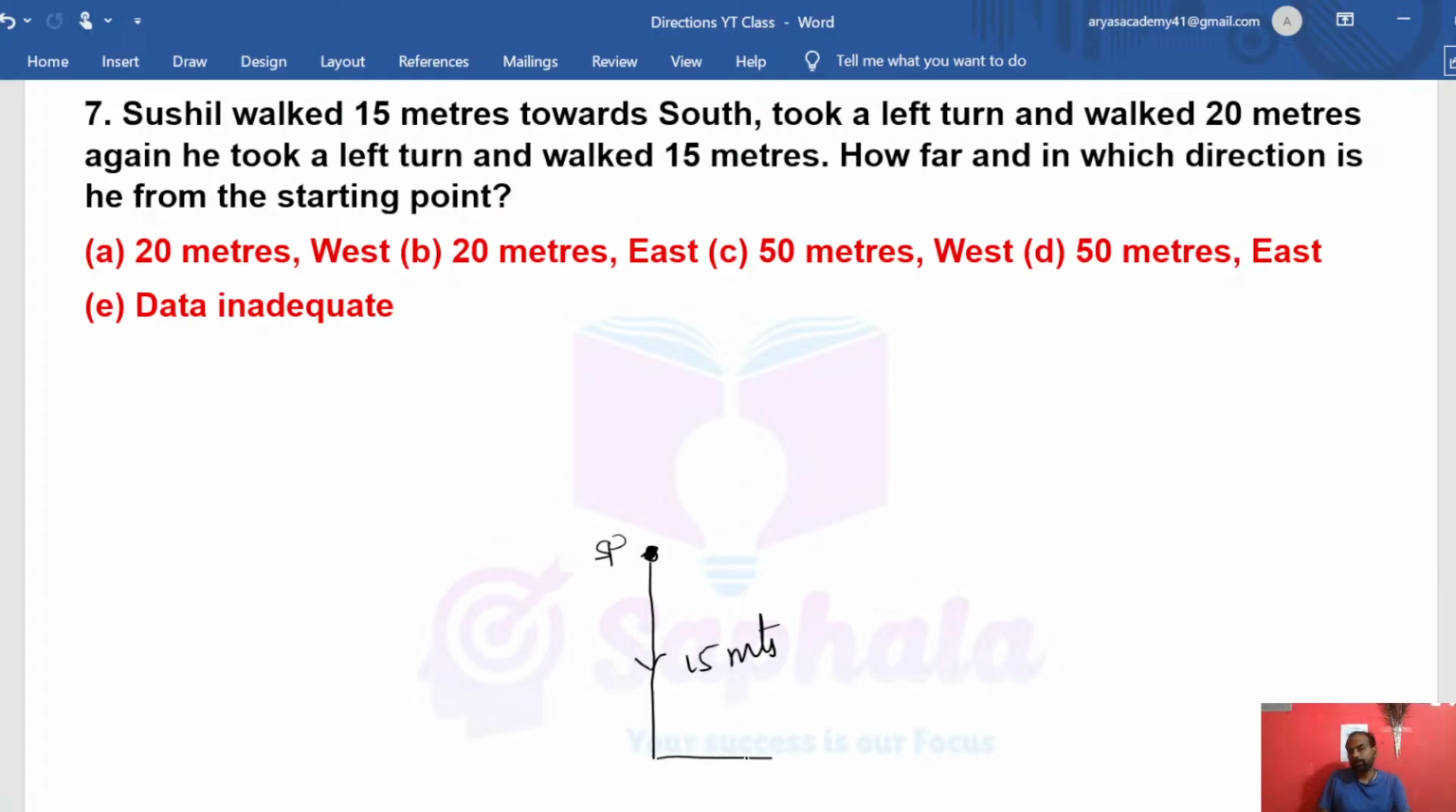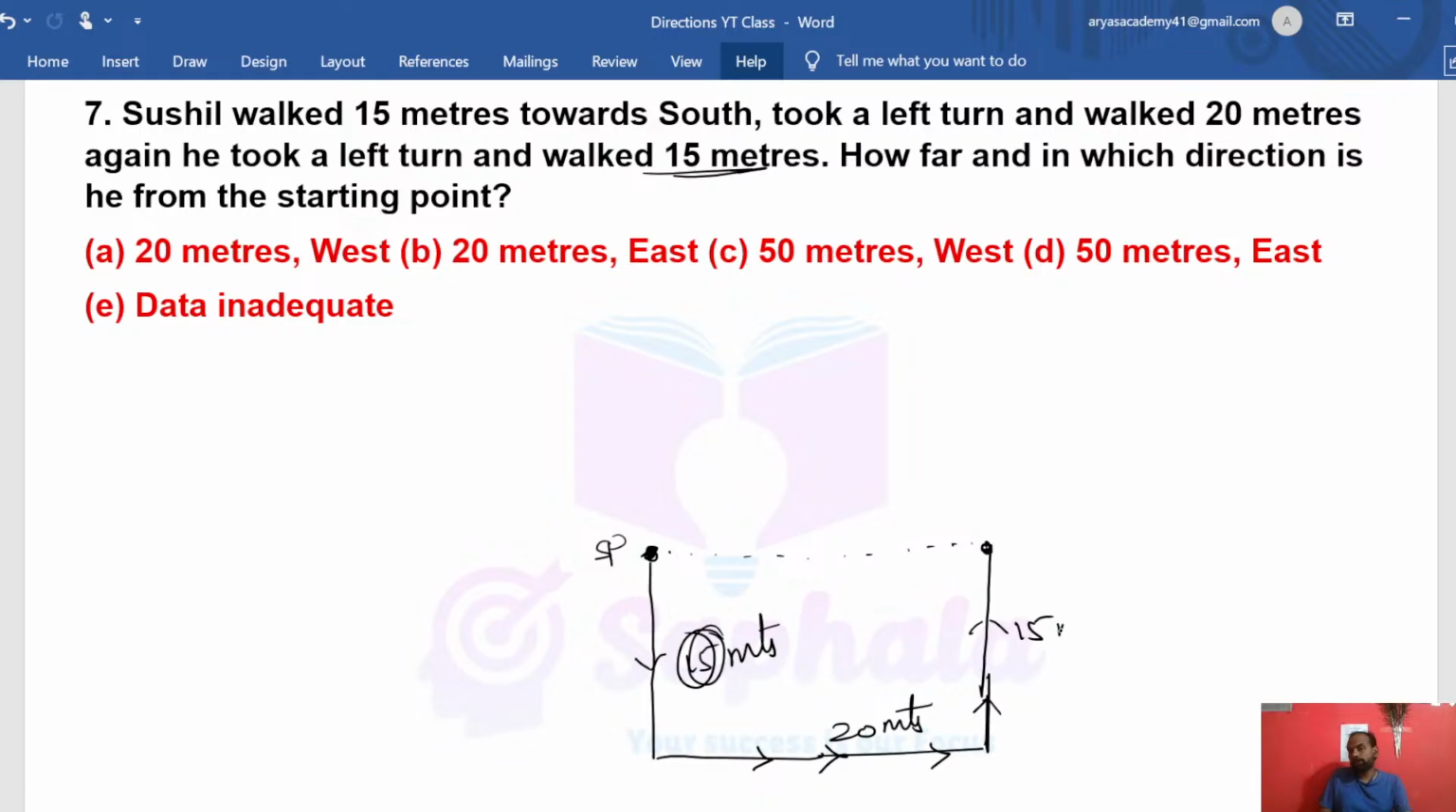So he is taking a left turn, and then after taking a left turn, he has gone for another 20 meters. Again he took a left turn. As he is moving towards east, if he takes a left turn, he will move up or towards north. So after taking a left turn, he is walking for how much? 15. You know already this value is 15. On taking the left turn towards north, if he is moving 15, then this point and the final point must be in a straight line, right?